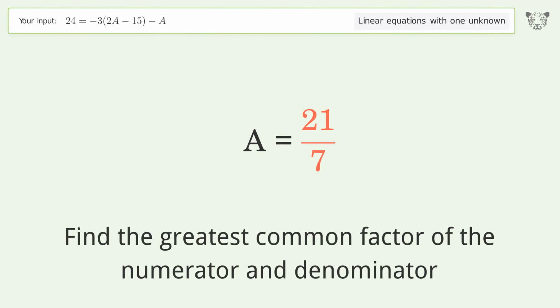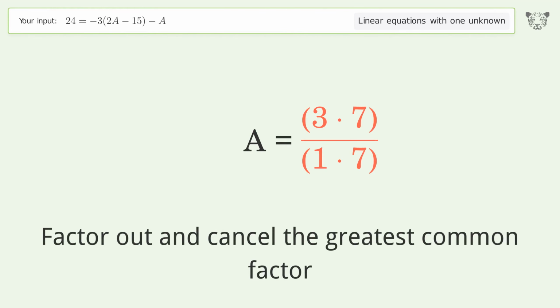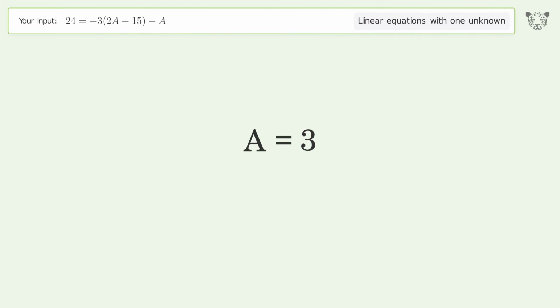Find the greatest common factor of the numerator and denominator. Factor out and cancel the greatest common factor. And so the final result is A equals 3.